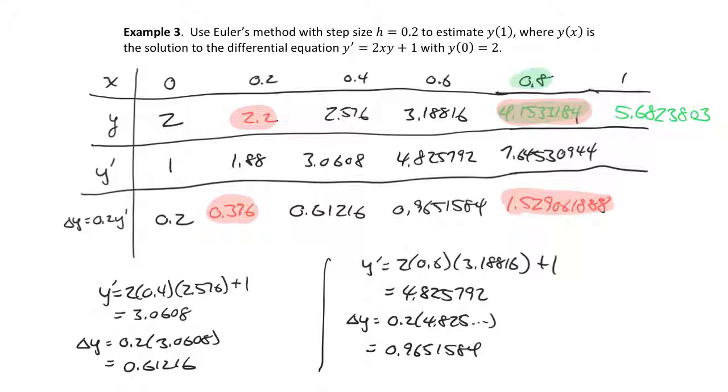5.6823803. Now you might say, why are we doing it with so many decimal places of accuracy? I do it to all those decimal places of accuracy because if I start to round too early on, we may end up way off from the actual answer. So you want to be careful to write down as much as you can. Pay attention to the instructions that are given to you in these problems.